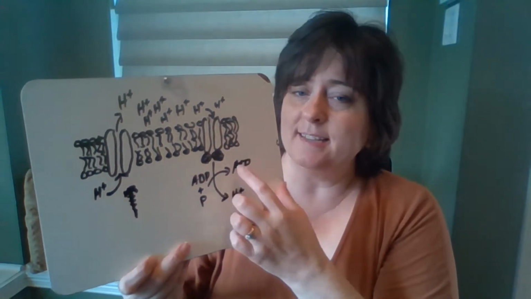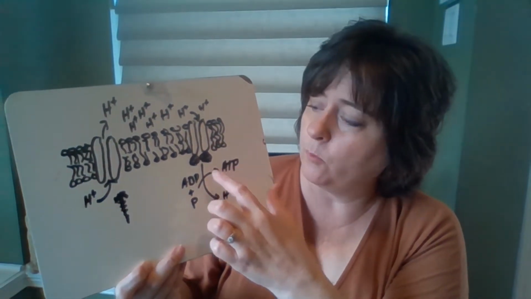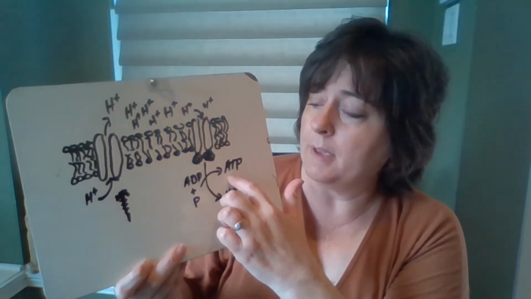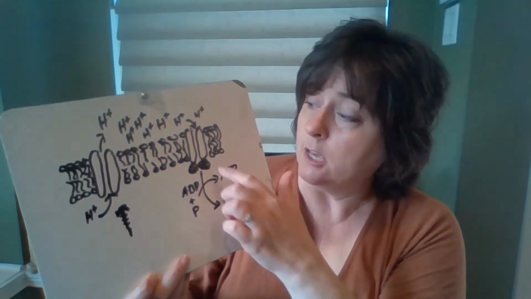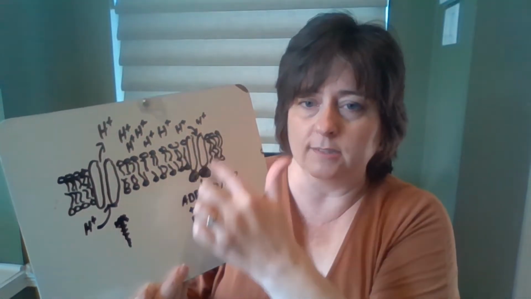That enzyme ATP synthase is sitting right here at the bottom and will bind ADP and a phosphate and phosphorylate ADP to become ATP due to that kinetic energy that is being produced by these hydrogens coming through.